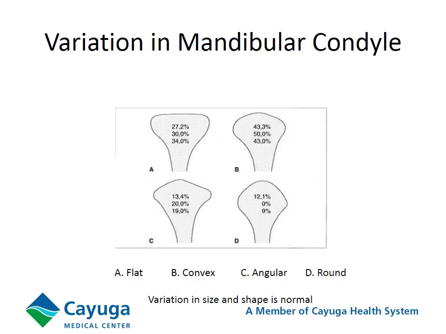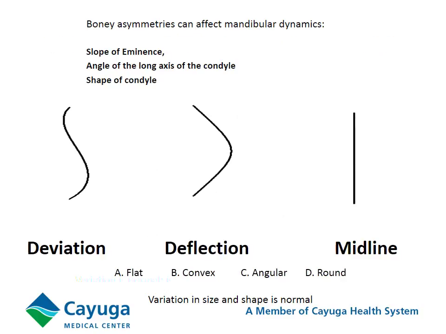Variation in the mandibular condyle. Variation in size and shape is normal. Shown above are 4 different types of condylar heads. The first is flat, second is convex, angular, and round.